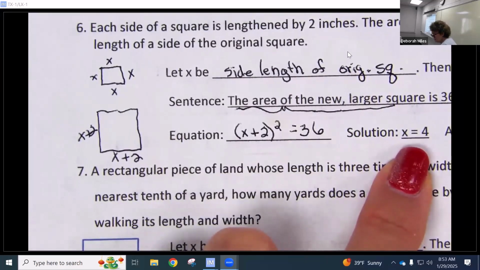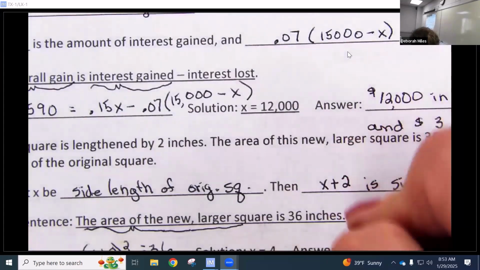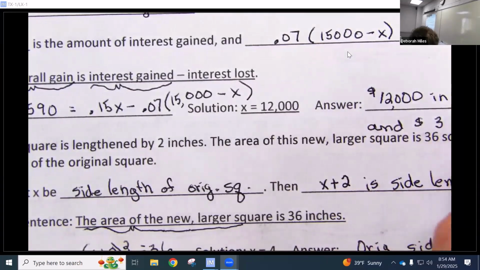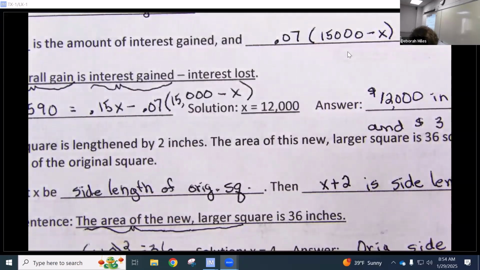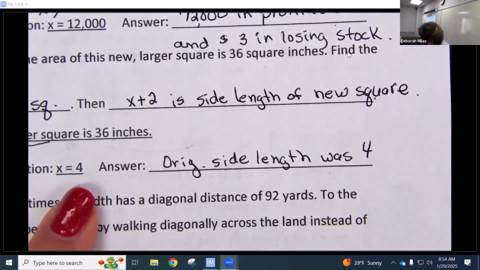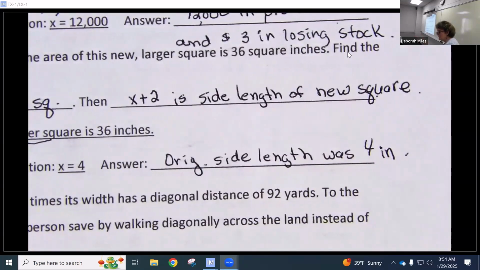And what is that for? Because that's what we let x be. The original side length was 4, and for what? 4 inches. Darby, were you thinking something else there? Okay, you were saying something, I didn't know if it was different or you were agreeing.